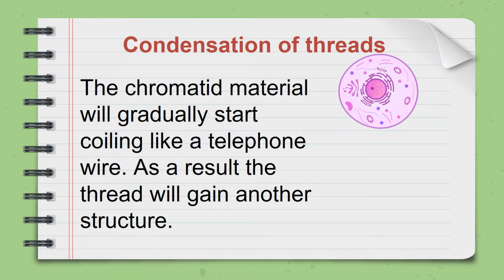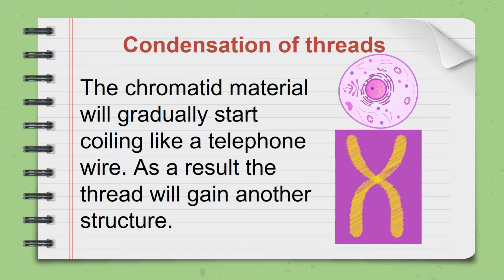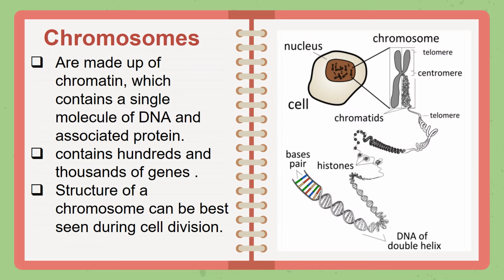The condensation of threads is when the chromatid materials will gradually start coiling like a telephone wire. As a result, the thread will gain another structure. So this is the structure of a chromosome. Each cell has a pair of each kind of chromosome known as a homologous chromosome.